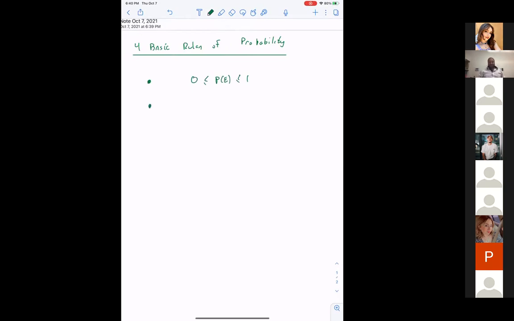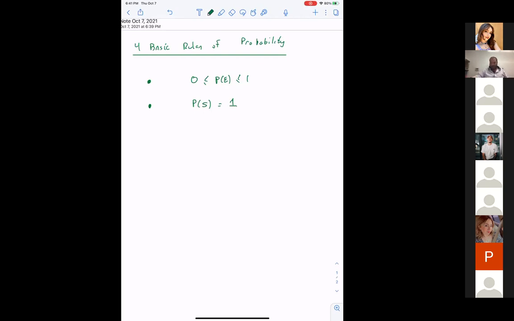What's a second one of our rules? The probability of the sample space is 1. In other words, if you look at the collection of all possible outcomes, and I ask what's the likelihood that one of these outcomes occurs? Well, if it's all possible outcomes, then certainly the probability is going to be 1.